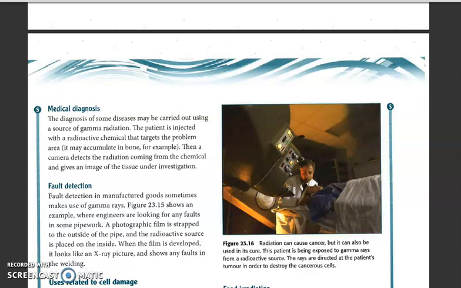Next, fault detection. For example, if there is any crack or something like that in a pipe, we can use this technique. So fault detection is done with the use of gamma rays. Okay, so for example, engineers are looking for any fault in some pipe work. A photographic film is strapped to the outside of the pipe and the radioactive source is placed inside. When the film is developed, it looks like an X-ray picture and shows any faults in welding. Now, if there are cracks in our bone, we find them using X-rays, right? So in the same way here, the same technique is used for pipes.